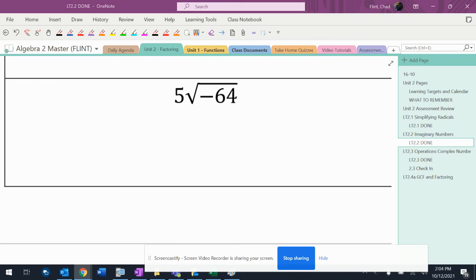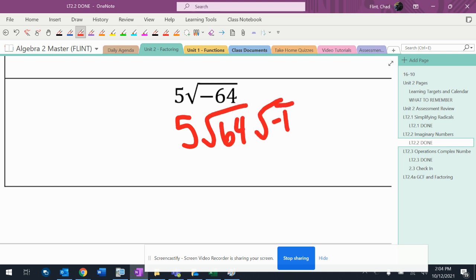All right, so here's what we have next. We've got 5 radical negative 64. So there's a negative under there. The 5 is out front, though. We don't do anything with him. He just hangs out there. He's already taken care of. He's already out from under the radical. So we have 5, and then we have radical 64, and we have radical negative 1.